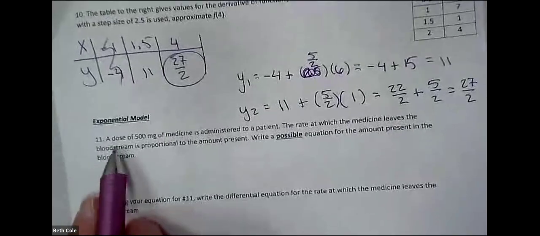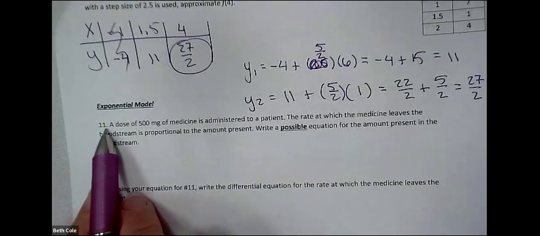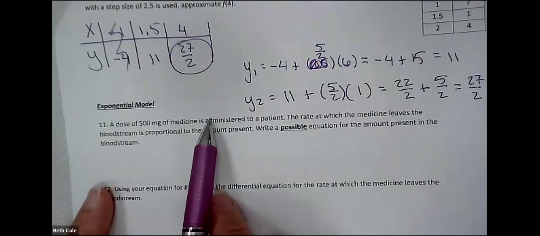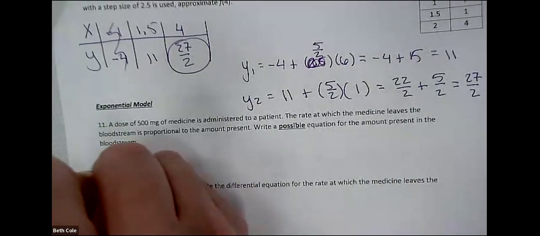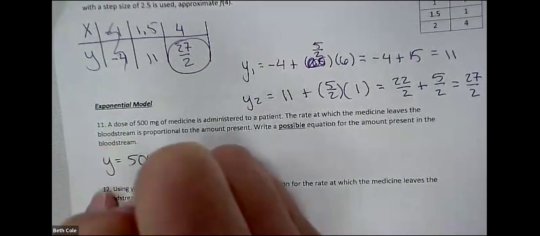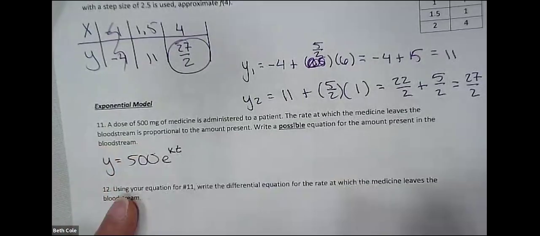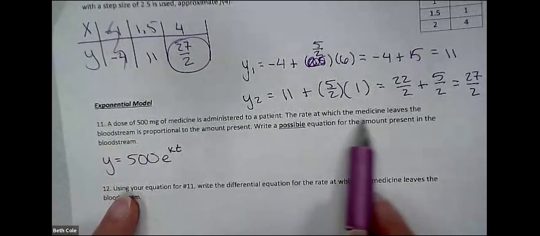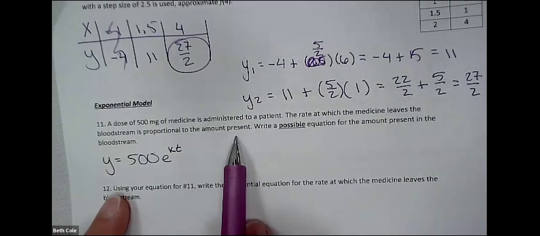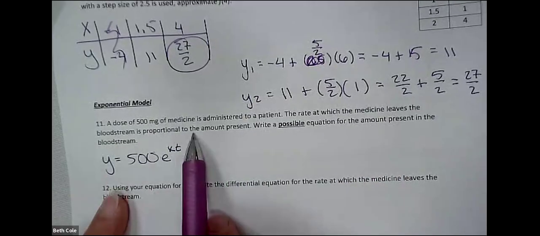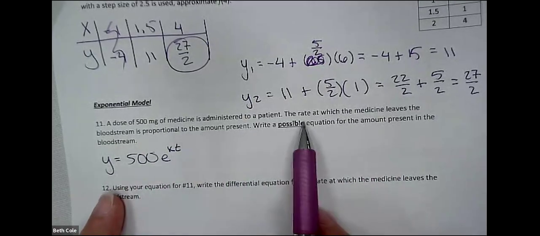All right, our exponential model. This is your PERT formula. A dose of 500 milligrams of medicine is administered to a patient. So let me go ahead and just write out what I've got to start with. The rate at which the medicine leaves the bloodstream is proportional to the amount present. That's a sentence that just means this is an exponential model.